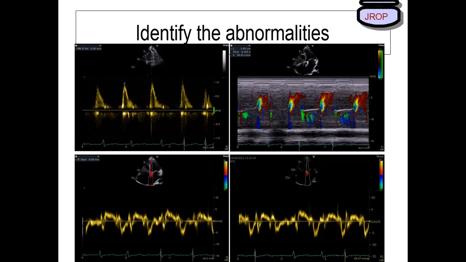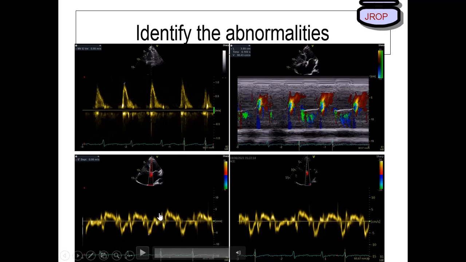Okay, then the bottom two slides. Sir, it is showing tissue Doppler imaging. In that E prime and A prime are seen, and it appears to be normal to me. Where is A prime in this segment? This is E prime. Then where is A prime? Sir, actually A prime is not visible.